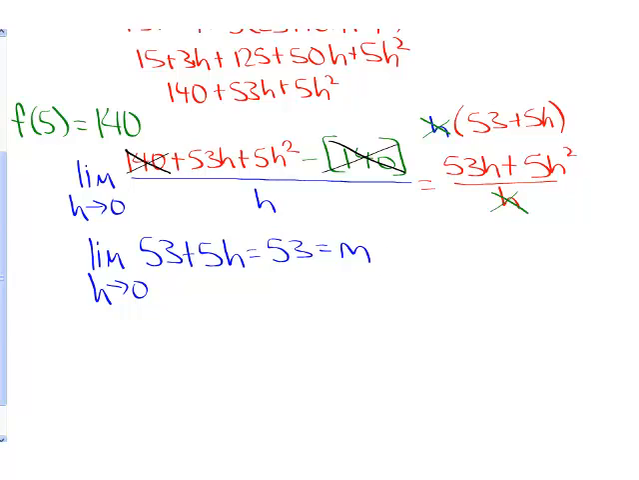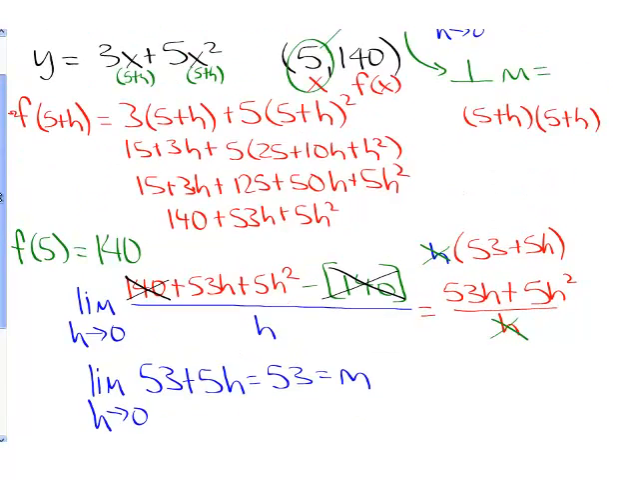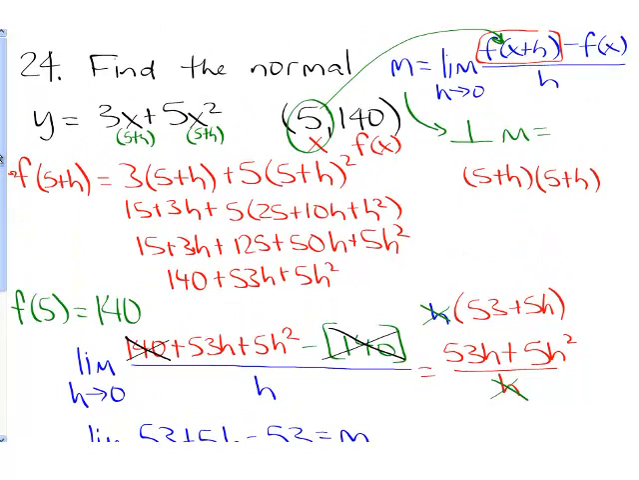So the question is, find the equation of the normal line. Okay? Well, if my slope is 53, what would my perpendicular slope be? Negative 1 over 53.